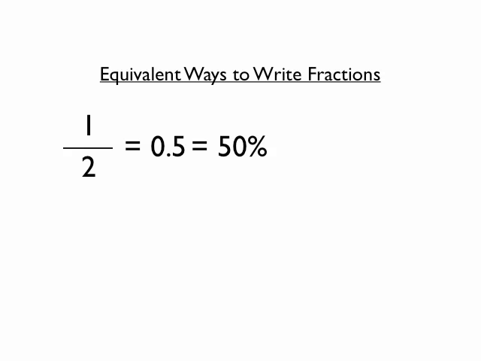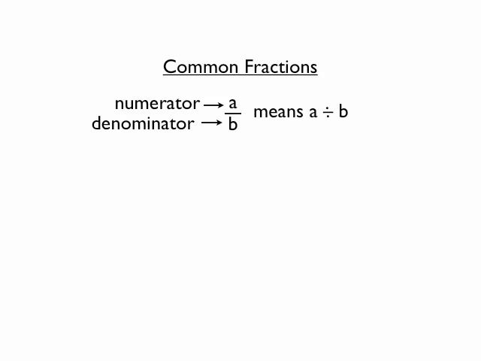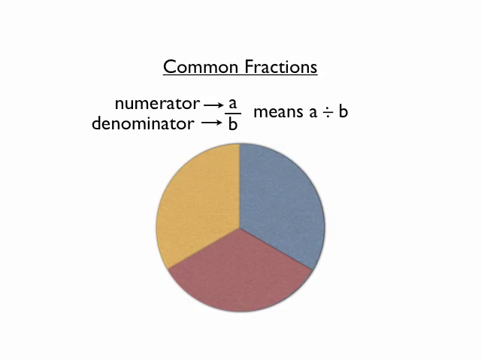Let's review common fractions. Common fractions have the form a over b, where a is called the numerator and b is called the denominator. Note that a fraction represents division. A over b means a divided by b. You can see why by thinking back to the definition of fractions. If we take a pie and divide it into 3 pieces, then each piece is 1 divided by 3, or 1/3 of the pie. We need a few more simple ideas to work with fractions easily.